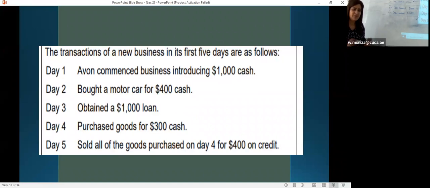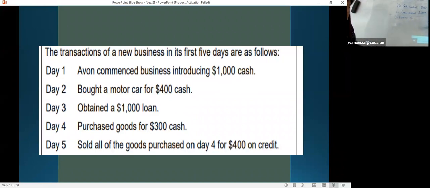Yes, you are right. Inventory is increasing. Which asset is increasing? Inventory. But with which name are we going to write it? Purchases. Debit is going to be purchases.